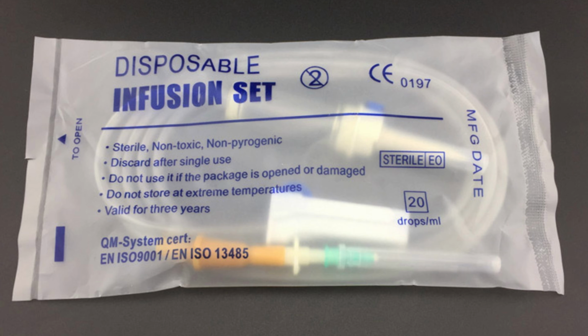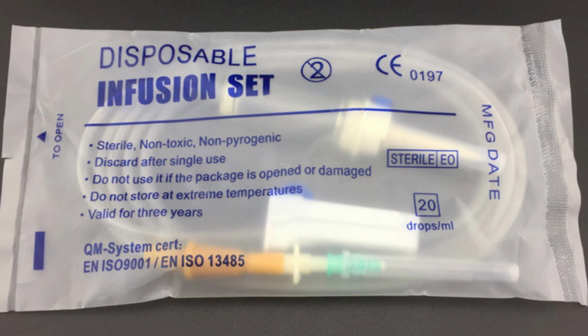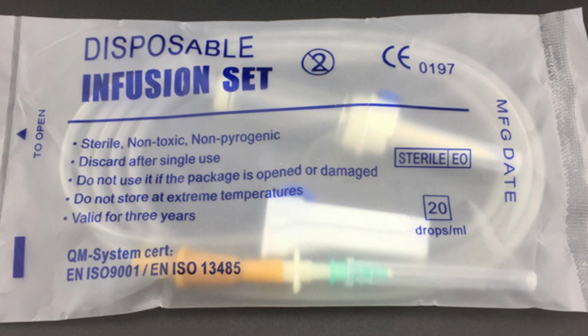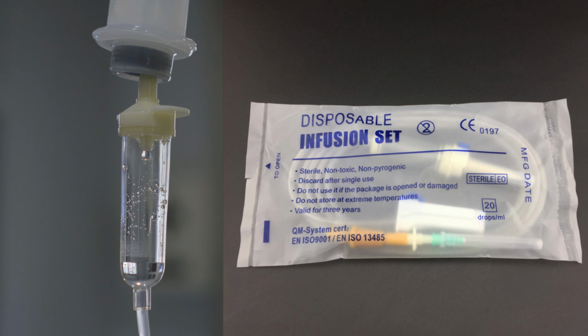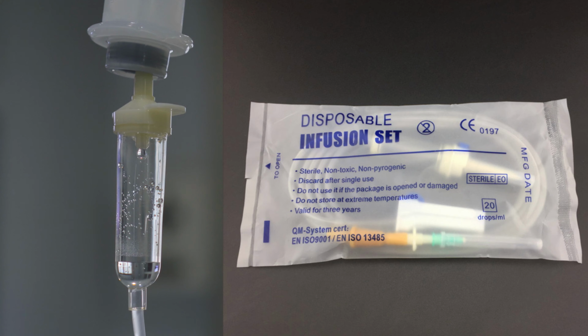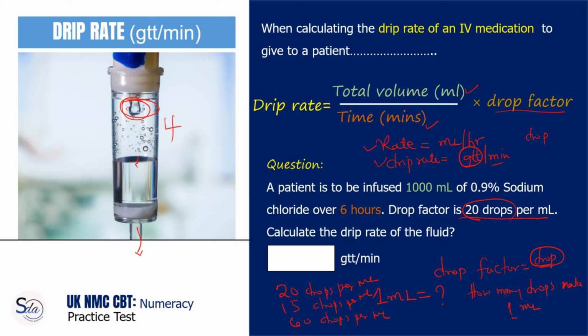So as you can see in the picture, this picture is standard giving set, okay? And the drop factor here is 20 drops per ml. What this means is that for this giving set, for every 20 drops that fall in the chamber is equal to 1 ml. So if 40 drops fall in the chamber is equal to 2 ml. If 60 drops fall in the chamber is equal to 3 ml. So this is something you have to take into consideration.